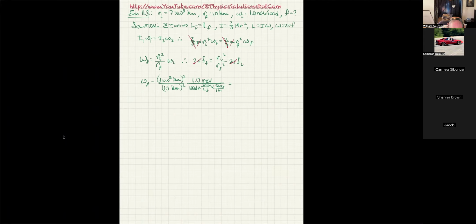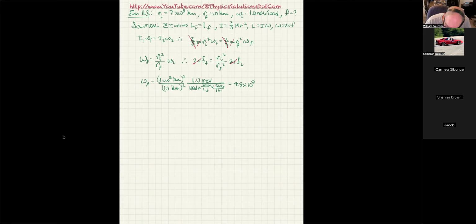When we do this math, we get 7 times 10 to the fifth divided by 10. And then we're going to square that. That, by the way, is 70,000, obviously, but we're going to square that. And that's going to be 4.9, which is one extra digit than we really had, times 10 to the ninth. That's just the ratio of the two radii squared.